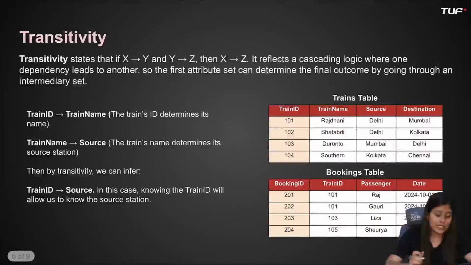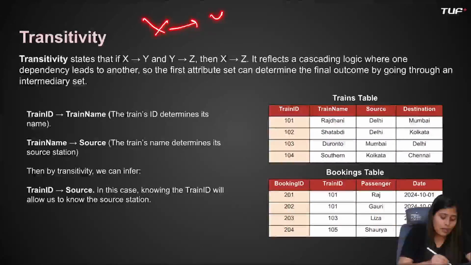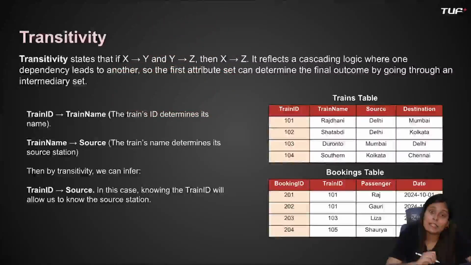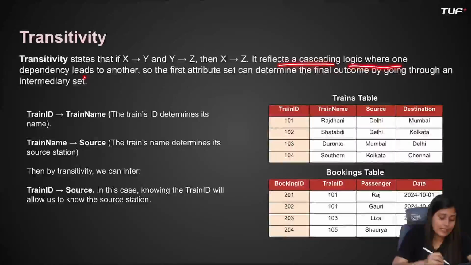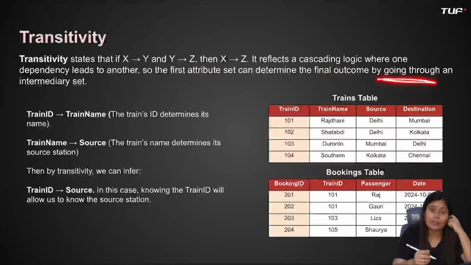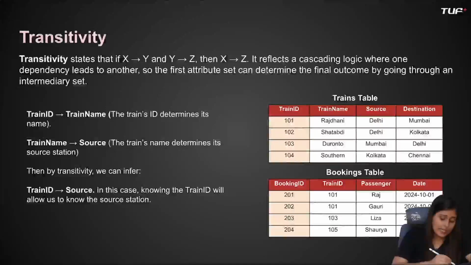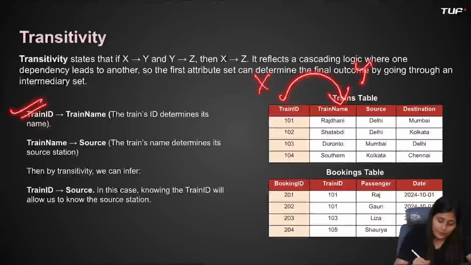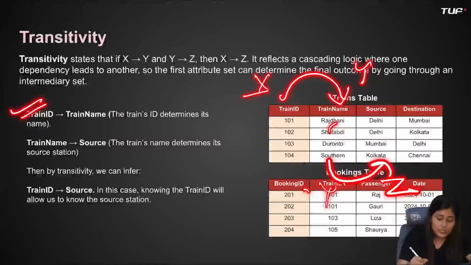Coming to transitivity, it says if x is a determinant of y, so if x determines y and y determines z, then with the transitivity rule we can say that x also determines z. How? Basically, it reflects a cascading logic where one dependency leads to another. So the first attribute can determine the final outcome by going through an intermediary set. So let's suppose train ID determines train name, so x determines y. Now train name determines source, so y determines z. So we can say with the help of the transitivity rule that x also determines z.